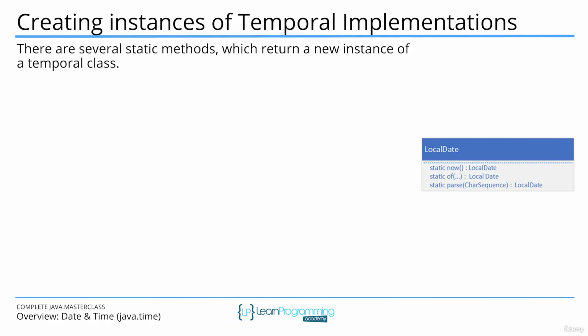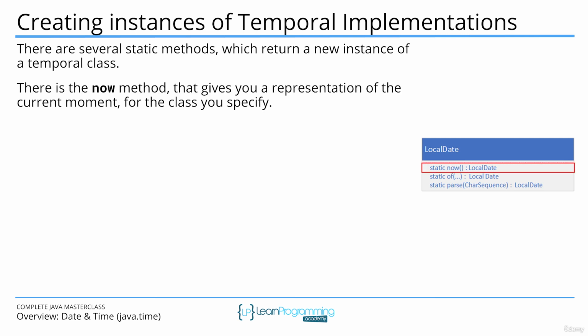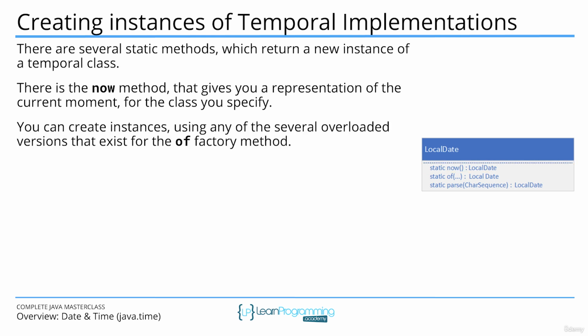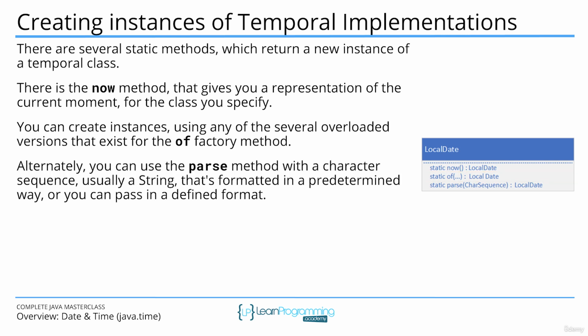There are several static methods which return a new instance of a temporal class. There is the now method that gives you a representation of the current moment for the class you specify. You can create instances using any of the several overloaded versions that exist for the factory method. Alternately, you can use the parse method with a character sequence, usually a string, that's formatted in a predetermined way, or you can pass in a defined format.